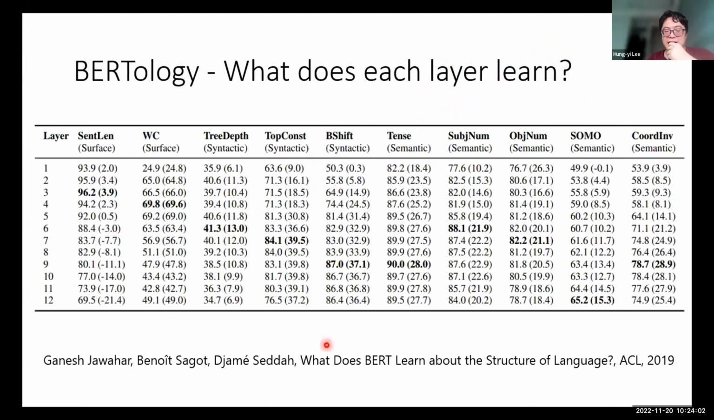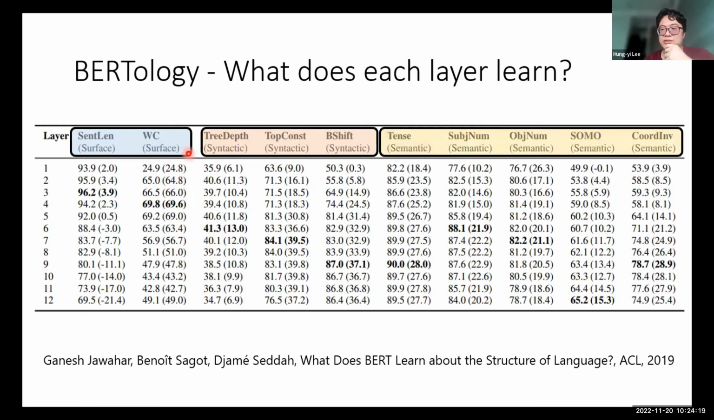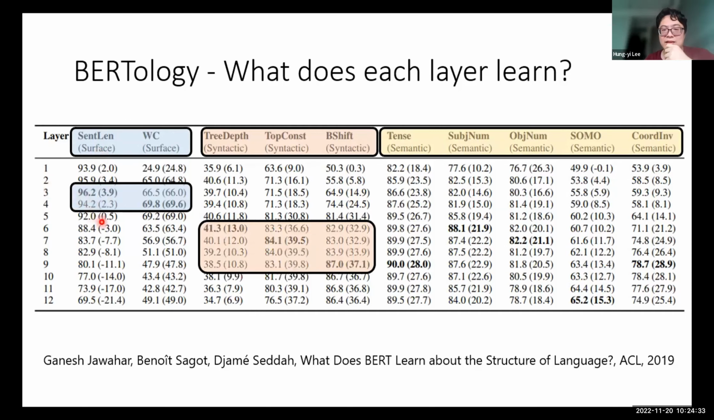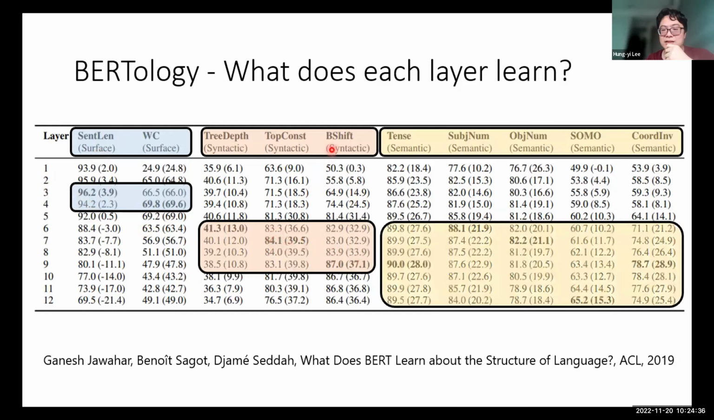And this is another analysis from the literature, from the paper "What Does BERT Learn About the Structure of Language?" The authors test many different tasks, including some that only need to understand the surface form, some that need to understand syntax, and some that need semantic parsing. If you probe different layers, you can find that the first few layers are good at surface-related tasks, the middle layers are good at syntactic parsing, and the middle to top layers are good at semantic analysis.